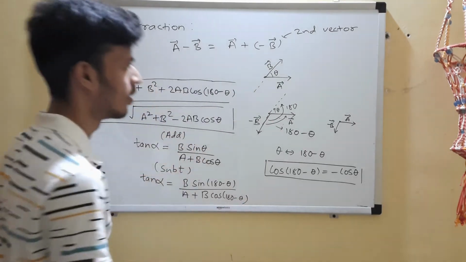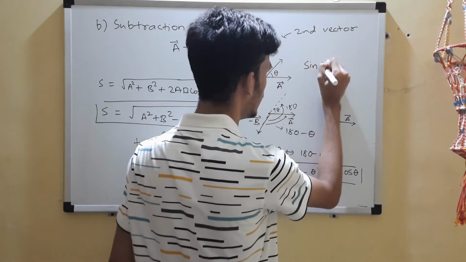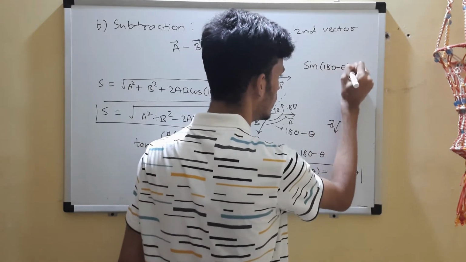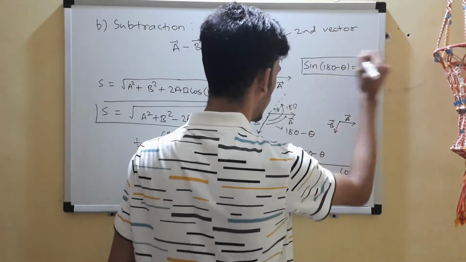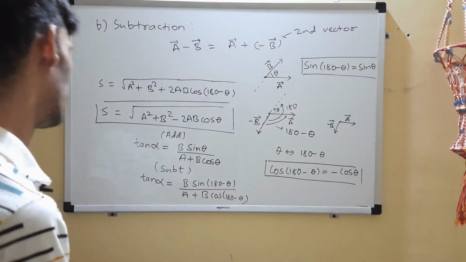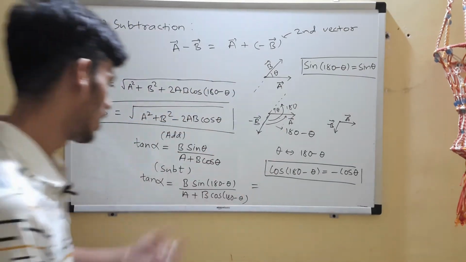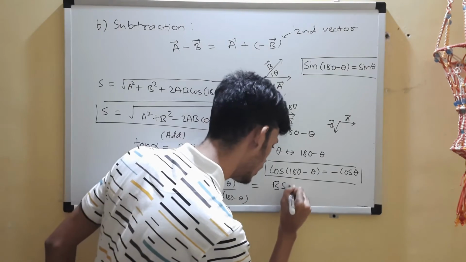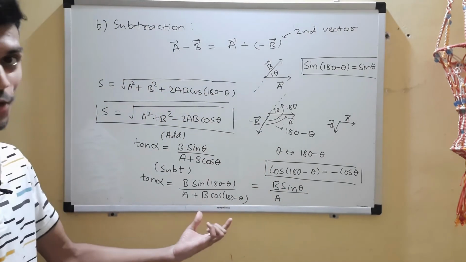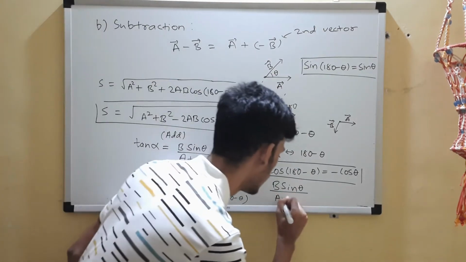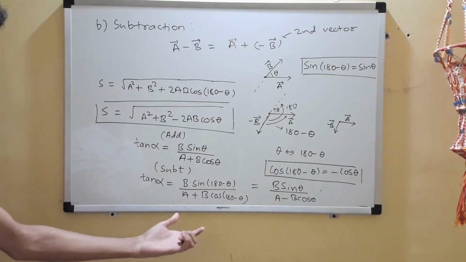So one more result for medical people: sine of 180 minus theta is sine theta. Sine theta is unaffected in the second quadrant, so you can learn that by heart. So the numerator will be the same, b sine theta upon a, and this will be minus cos theta, right? So you'll have a minus b cos theta. This is the formula that you need to learn.